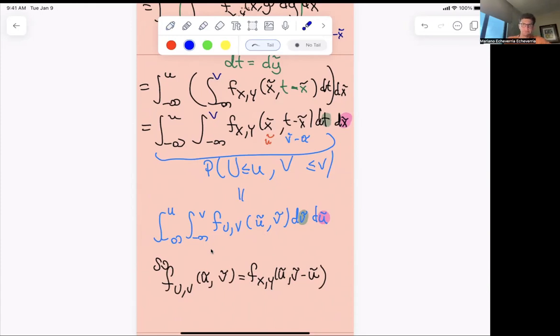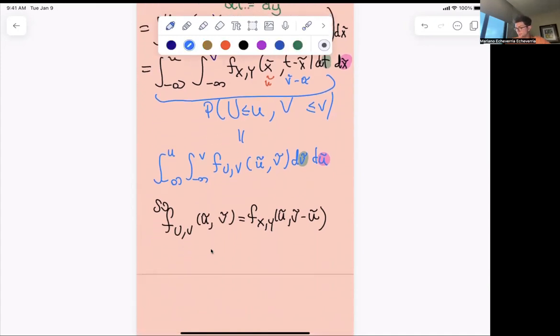Is that making sense? So that's the answer for part A. Correct. This is the answer for part A. Okay.